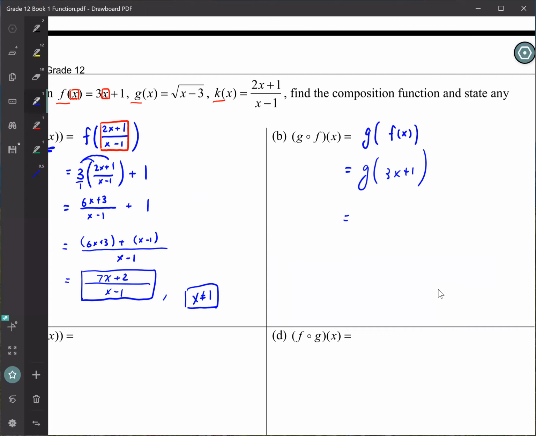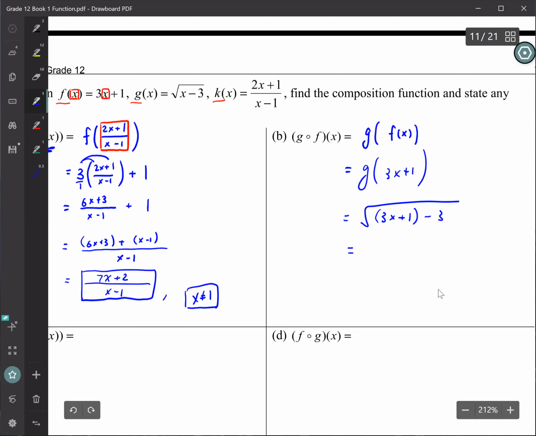And Catherine, what's the next step? Square root of 3x plus 1 minus 3. Okay, very good. You could put a bracket if you want, right? For this one, it doesn't matter, but sometimes it's safer if you have a bracket.